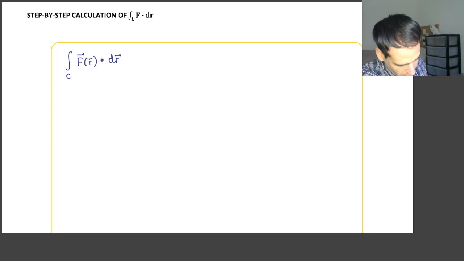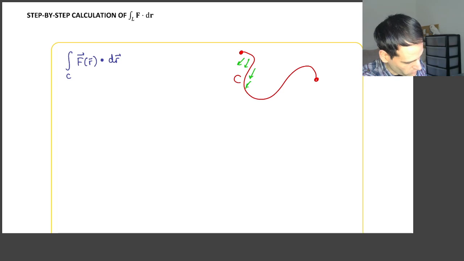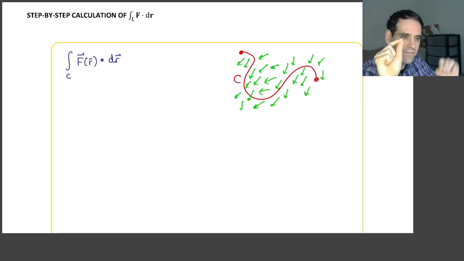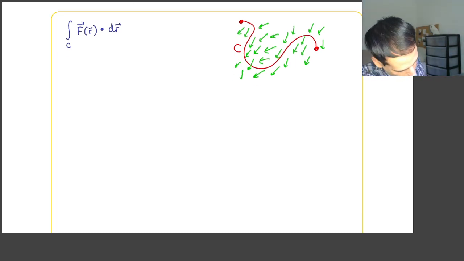So remember that our curve C will be some curve in space with a starting and an ending point, and the vector field F will be some vector field that you can represent with arrows at each point in space, yeah? And they can be changing direction and so on. So now this integral of F dot dr will evaluate the vector field at every point along the curve, do the dot product with dr, and add it all up. Okay? So step 1 is going to be parameterize the curve.